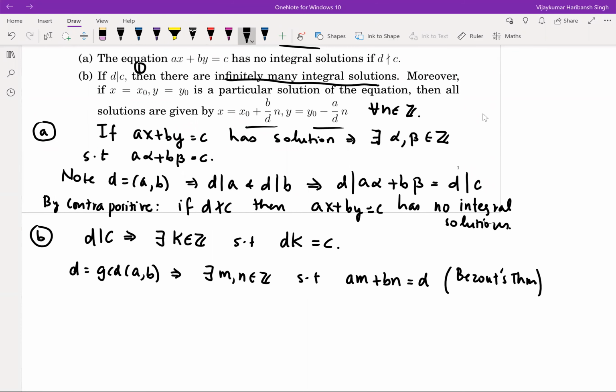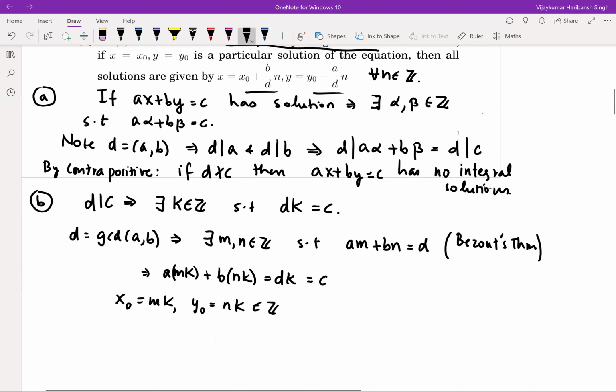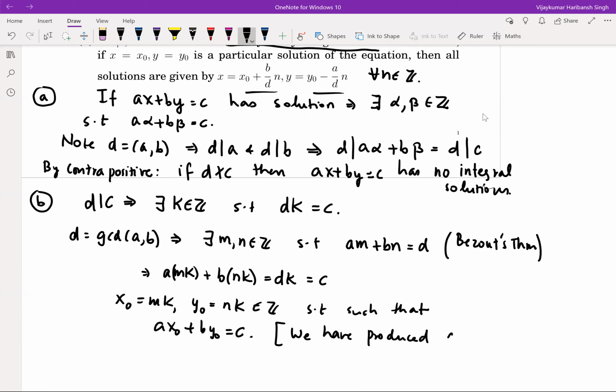Now what do we get? Multiply throughout by K. This means AMK plus BNK equals dk, which is C. So if you call x naught equals mk and y naught equals nk, they both belong to Z because a product of two integers is an integer, such that ax naught plus by naught equals C. So we have produced a particular solution.